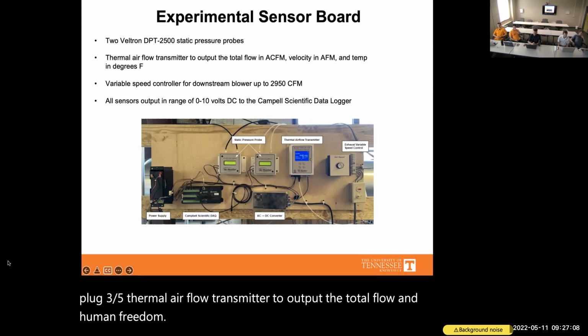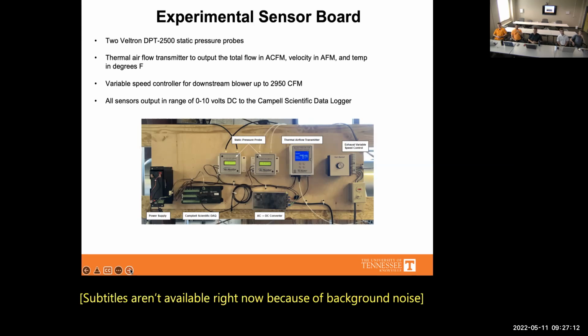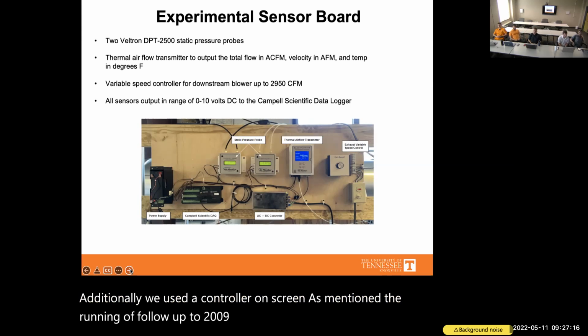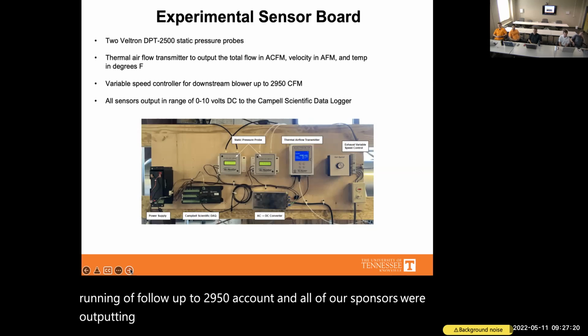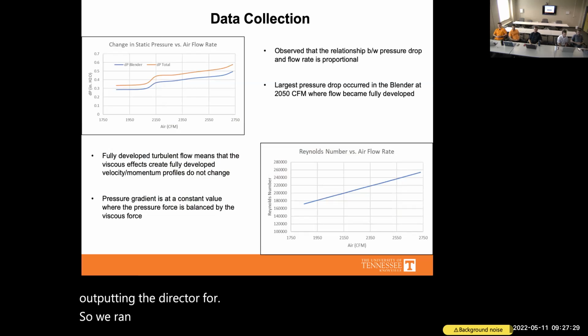Additionally, we used a variable speed controller for our downstream blower, as Lane mentioned, running our flow up to 2,950 CFM. And all of our sensors were outputting in a range of 0 to 10 volts direct current to our Campbell Scientific data logger. So we ran a few tests and collected data, and this is what we noticed.